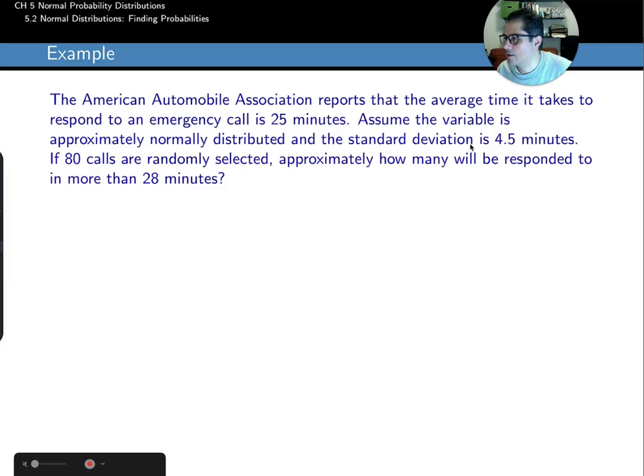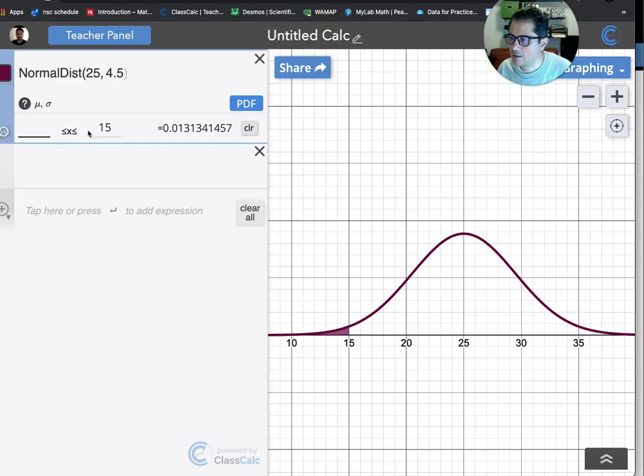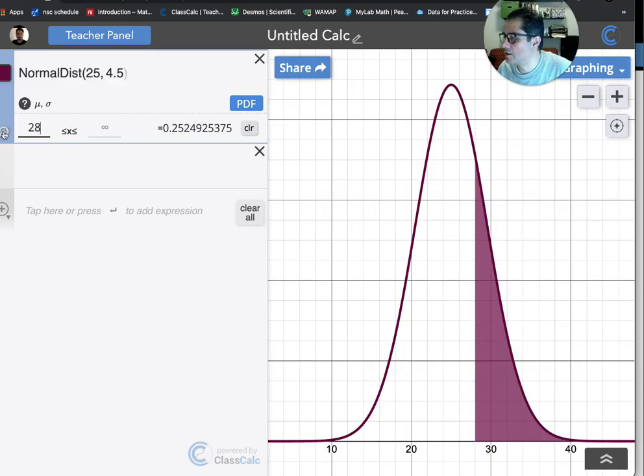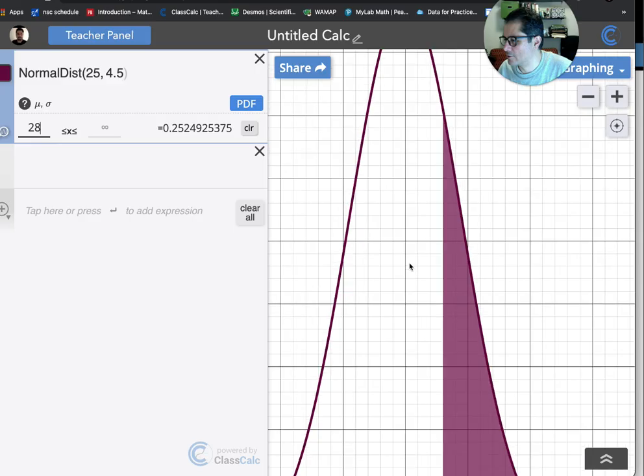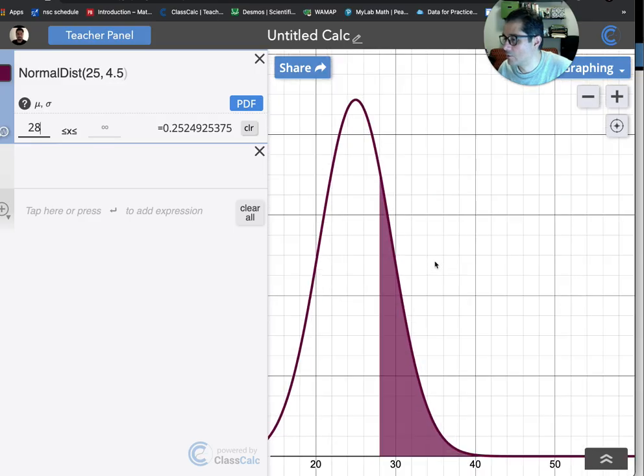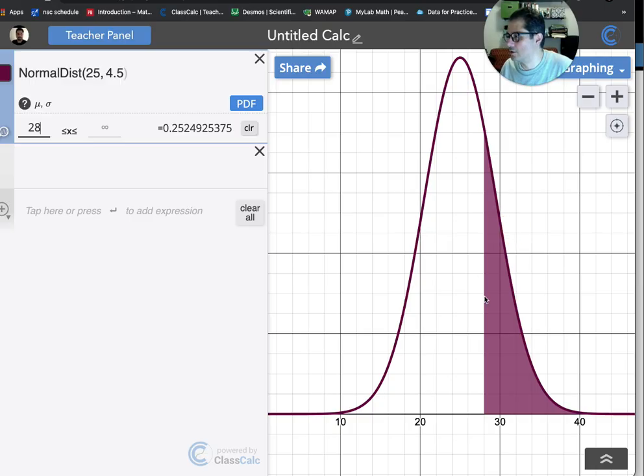Now the last example, I made it on the other side. It's the same data, same mean, same standard deviation, but now of 80 calls, how many will be responded to in more than 28 minutes? Now I have to find the area over here, more than 28. That means I leave this side blank and put the 28 on that side. I've been saying that we don't need the graph, but the fact that we have it is helpful to see that you are getting the area that you want. More than means the 28 is on the left, and you leave the other value blank.